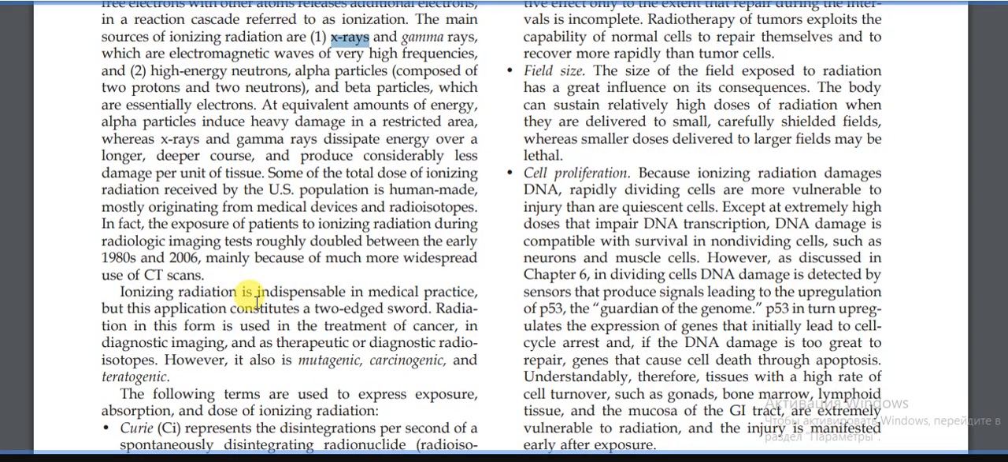So, you see, radiologic imaging tests roughly doubled between the early 80s and 2006. It doubled usually because of the CT scan, because they invented the CT scan, and doctors like to observe it much better with the CT scan, instead of just a flat image.